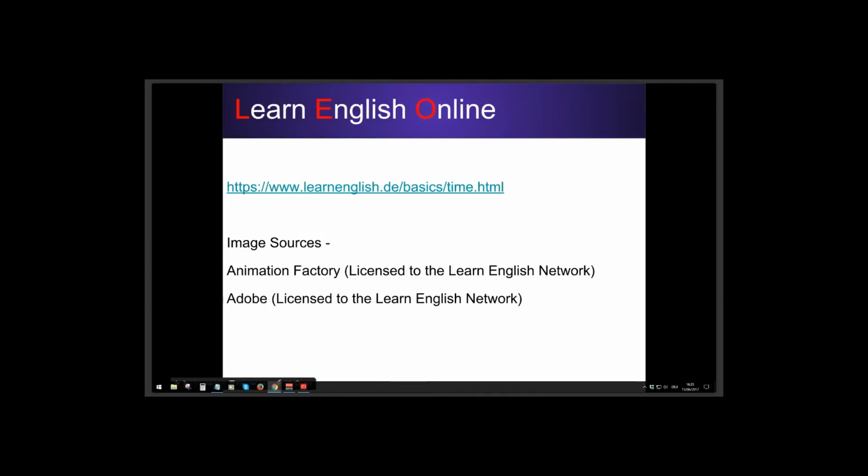Now, the image sources for this, if somebody looks at the page and they think, oh, I like these images, I'll take them. These images are actually licensed to the Learn English Network, okay, from Animation Factory and from Adobe. So please don't take the images. These companies don't like it. They might come after you. So sometimes we do use free images, but this week the images are from licensed websites.